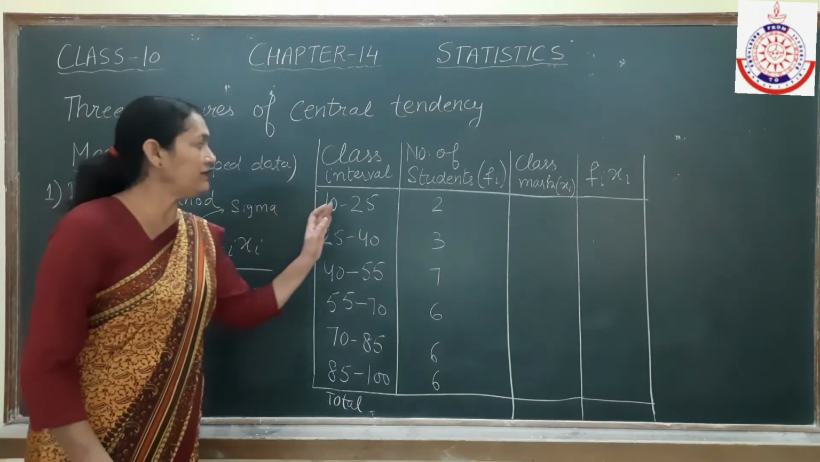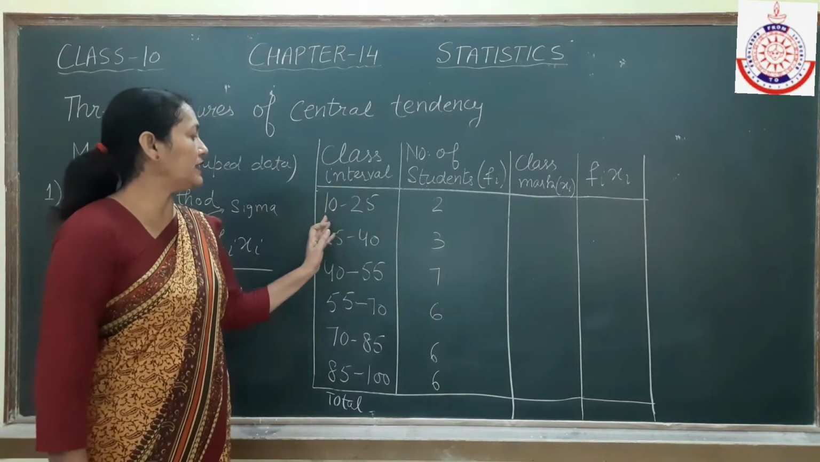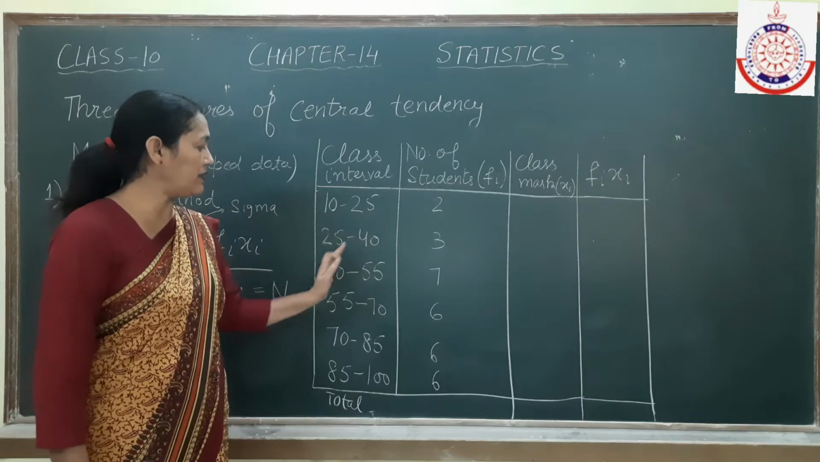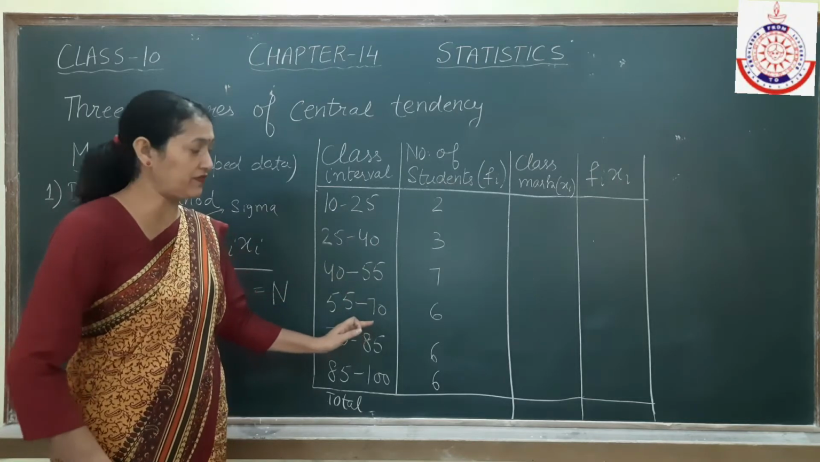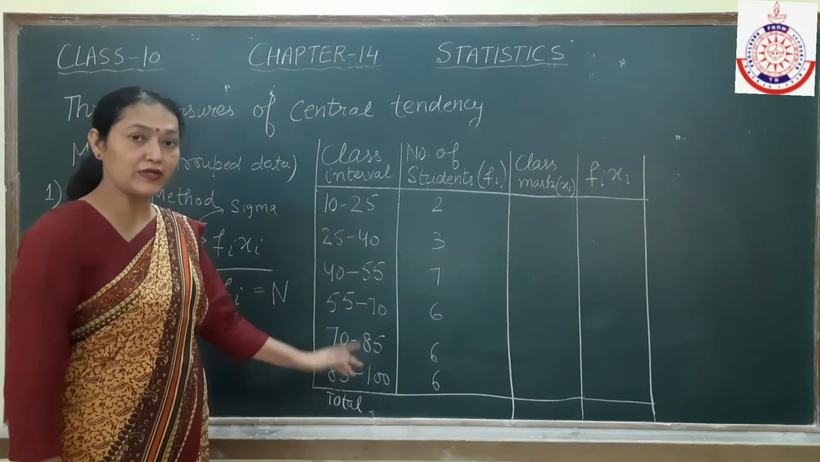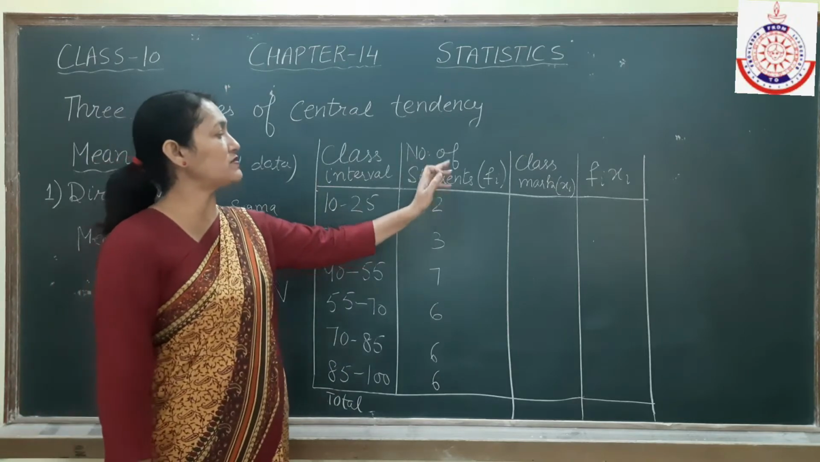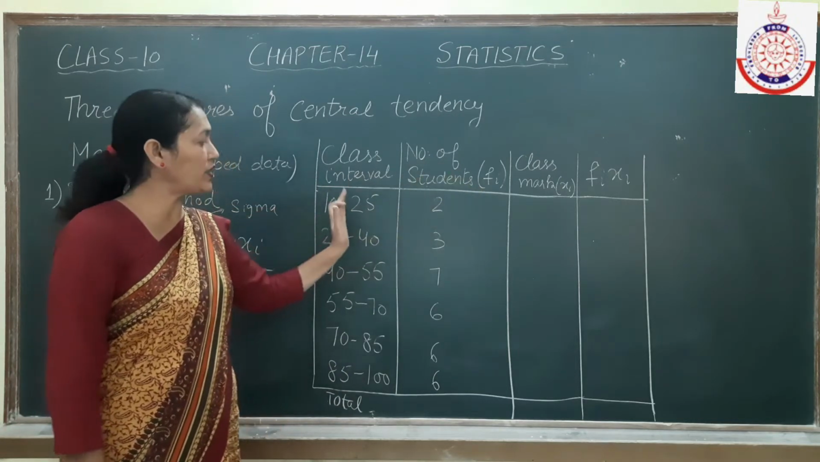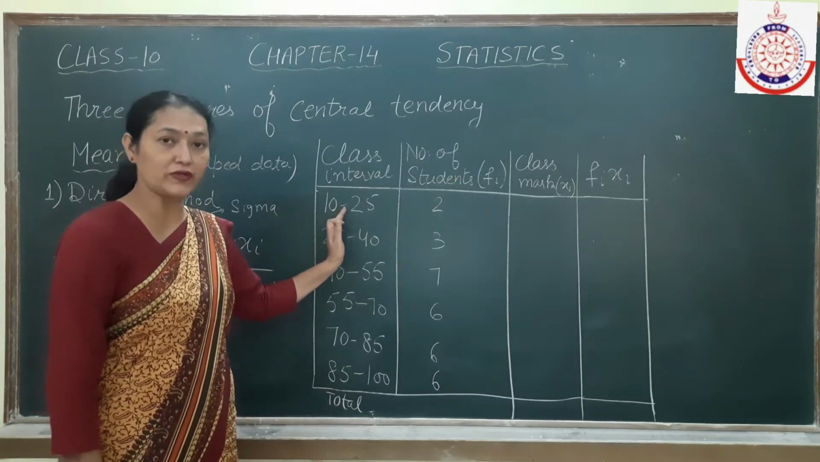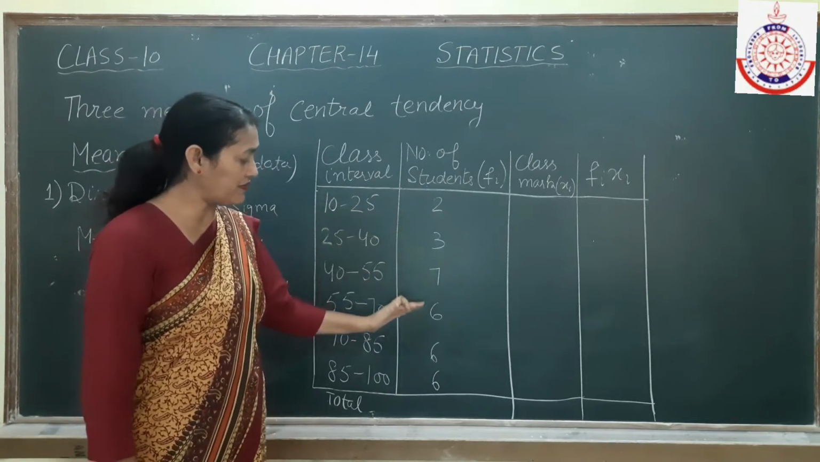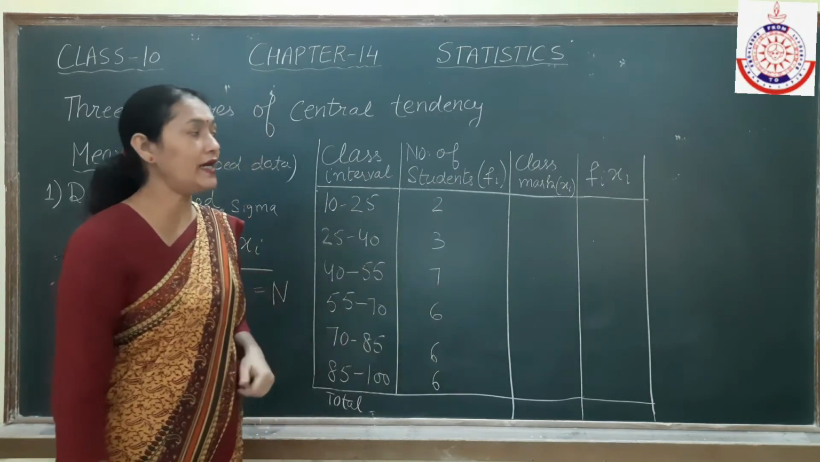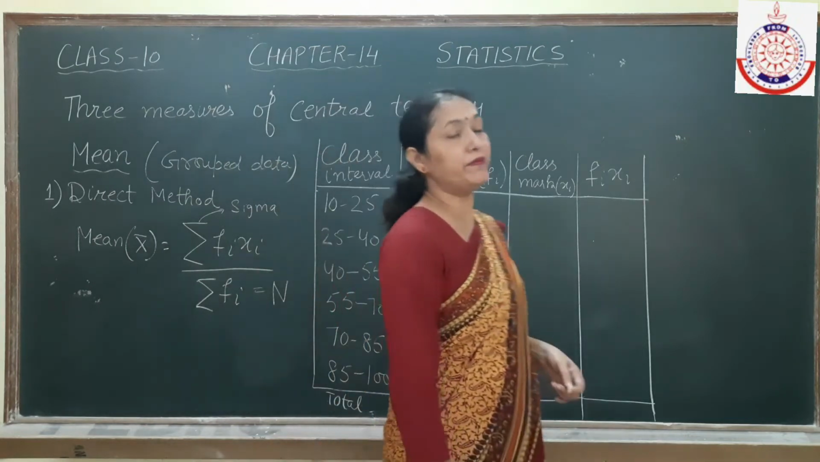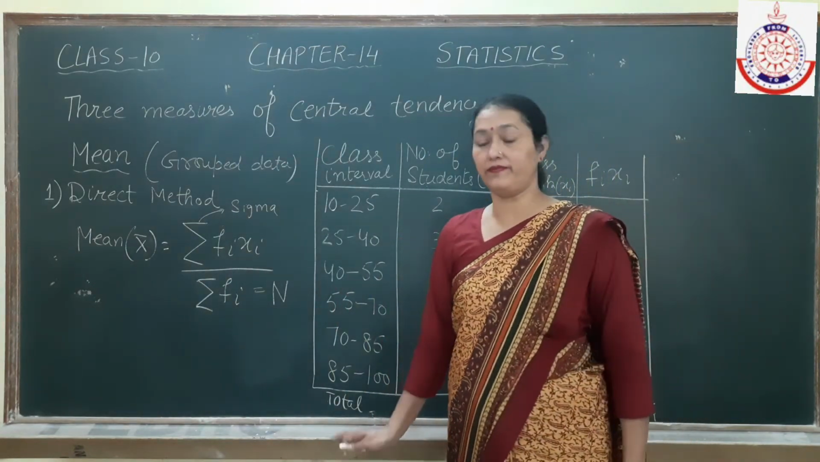This question I have taken where class intervals they have given 10 to 25, 25 to 40, means at a gap of 15, 15 they have given. Class intervals are given to us. Then number of students, means frequency, corresponding to each class interval is also given to us: 2, 3, 7, 6, 6, 6. And they are saying find mean for this given data.